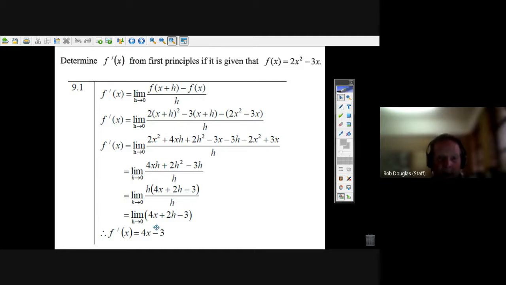Well, now the h is canceled. We can let h approach 0 here. This would become nothing. And the rate of change, the derivative, the rate of change for any x value becomes 4x minus 3. So you've got to look through this. They always give the question, and if you just follow the steps and do the algebra right, you get 5 marks.